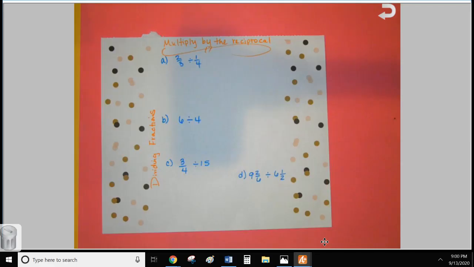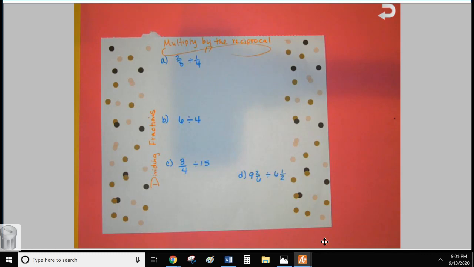On yesterday, we learned about reciprocals. We actually saw that multiplying by the reciprocal of a fraction gave you the same results as dividing a fraction. So you can multiply by the reciprocal and get the same answer as if you divided. So when we're dealing with fractions, we actually don't divide fractions. We multiply by the reciprocal.